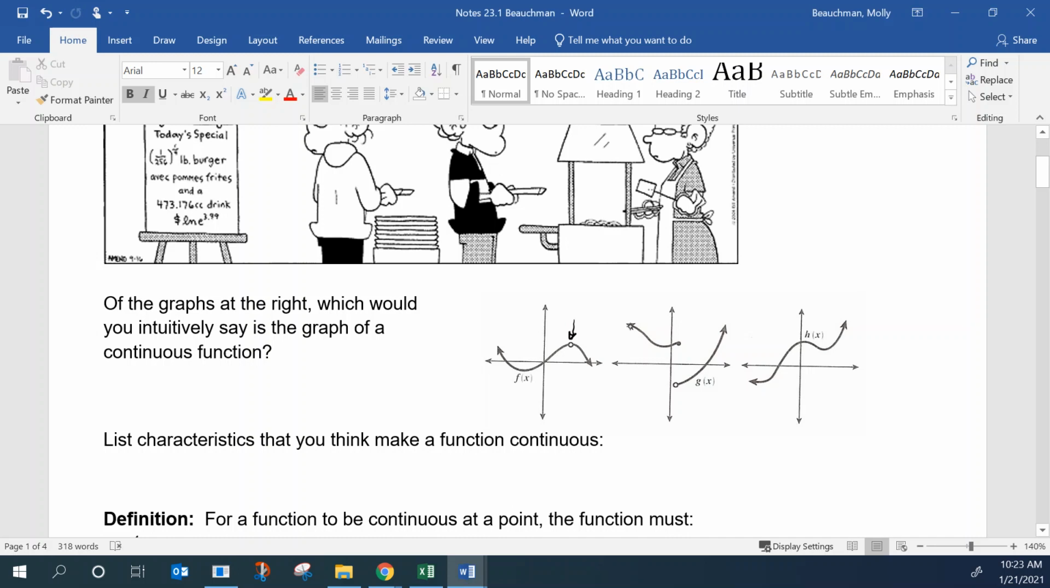The second graph you can trace, but then it has a break to get down to the other piece of the graph. And then the third graph, notice you can trace it without picking up a pen. There are no holes and no breaks. So the third graph is a continuous function. So characteristics that make a function continuous is there are no holes and no breaks.